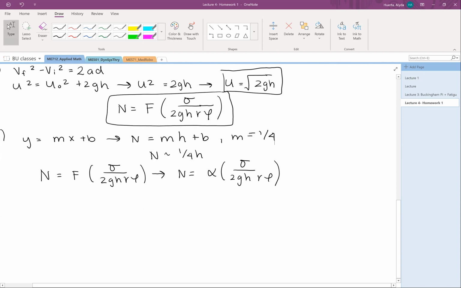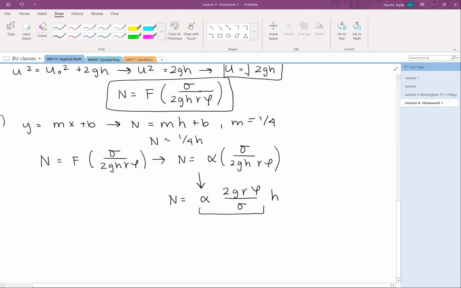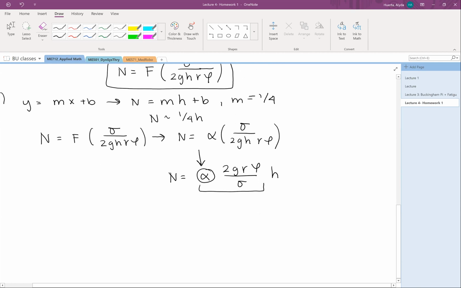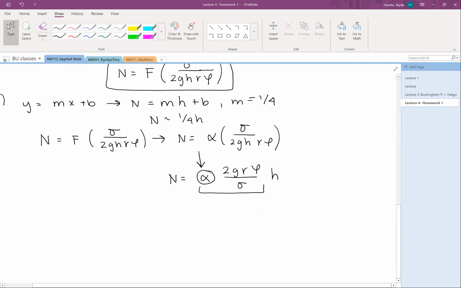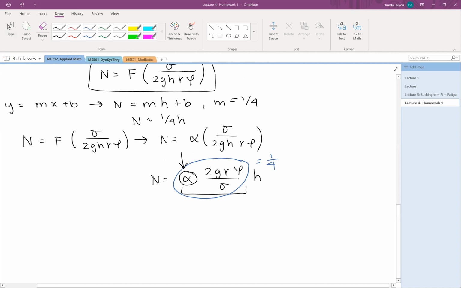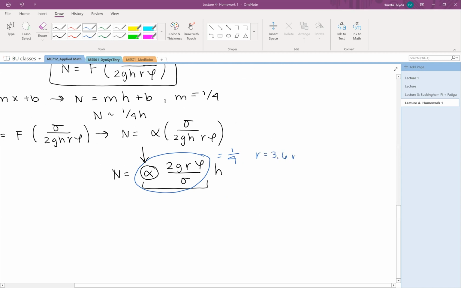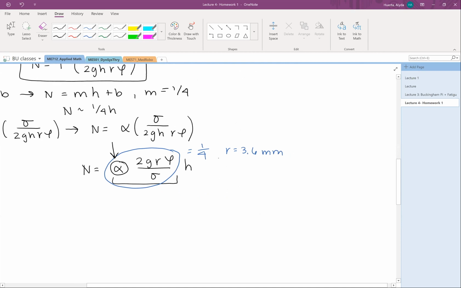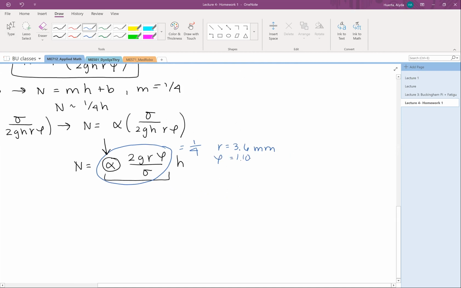So then if we just rearrange this to write it as a direct linear relationship to H, so it looks more like the information they gave us, we get alpha times the square root of 2GR over surface tension, times H. So we have this whole thing at the front, right? And this is an unknown. So we know that since the slope is about 1/4, this whole thing right here has to equal 1/4. And they gave us the information that the radius is 3.6 millimeters. Density is 1.1014 grams per centimeters cubed. Surface tension is 50.5.